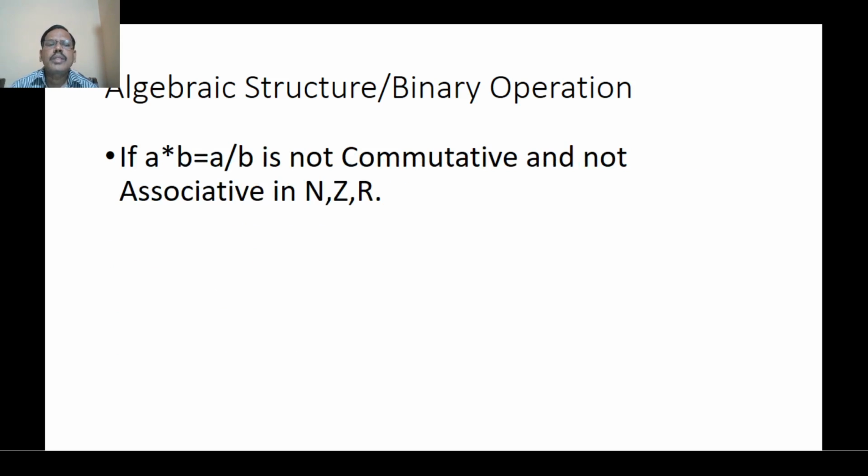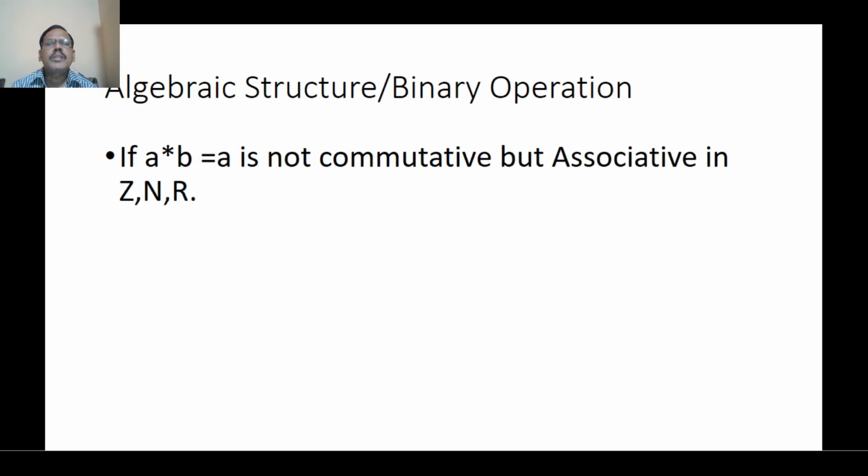If A star B is equal to A divided by B, it is not commutative and not at all associative. For example, 2 star 3 is 2 by 3, and 3 star 2 is 3 by 2. They are different. 10 star 5 is equal to 10 by 5, and 5 star 10 is 5 by 10. They are different. So this is not commutative as well as not associative in N, Z and R.